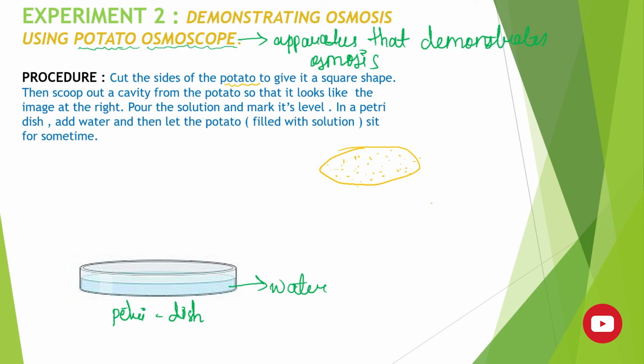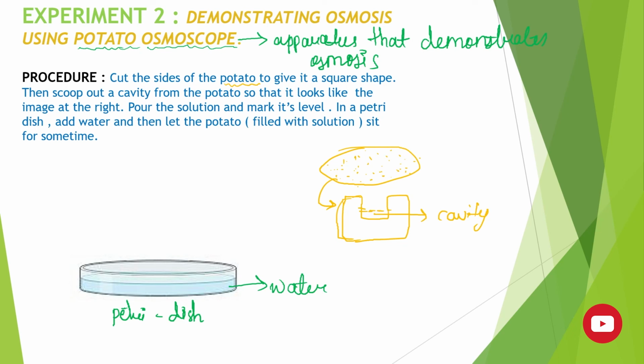What we are going to do with the potato is cut the sides of the potato to give it a square shape. Before placing it in the petri dish, we have to scoop a cavity out like this, and the potato is going to look like this. So this is the cavity that we have scooped out, and we have given the potato a square box-like shape. In this cavity, we have to put sugar solution.